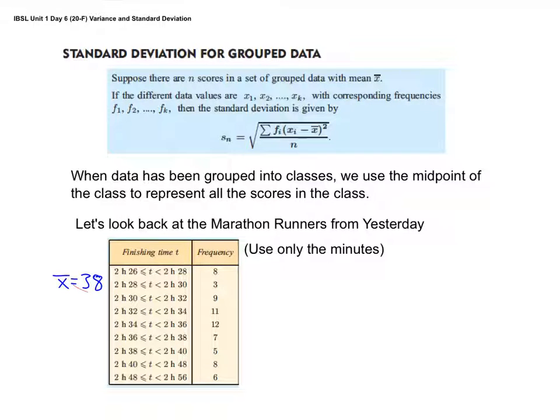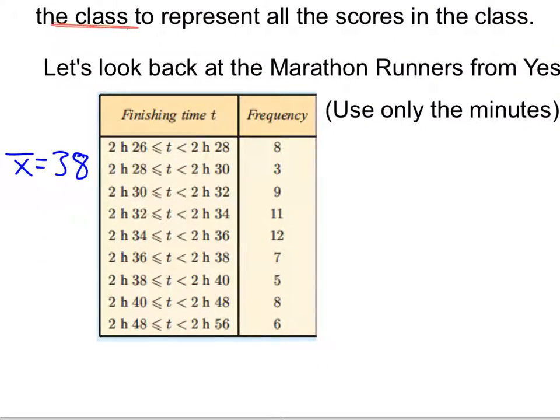We want to use instead the midpoint of the class. So we're still going to have the frequencies involved here, but we have to use the midpoint for the class. As I look at this data here, and again, we're just going to use the minutes since all of them finished within the 2 hour something time frame. We need to find our standard deviation, we need to use x's that are the middle of the class.